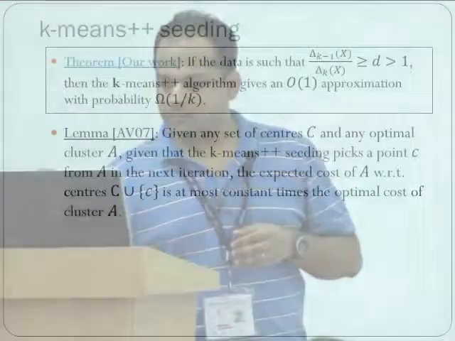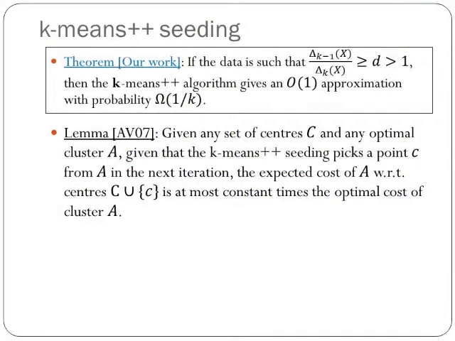Okay, so this covers the description of what we have tried to do. What we basically try to do is to understand the k-means plus plus algorithm a little bit better. Okay, but there are still some holes in our understanding, in our analysis. Maybe I can talk about this.